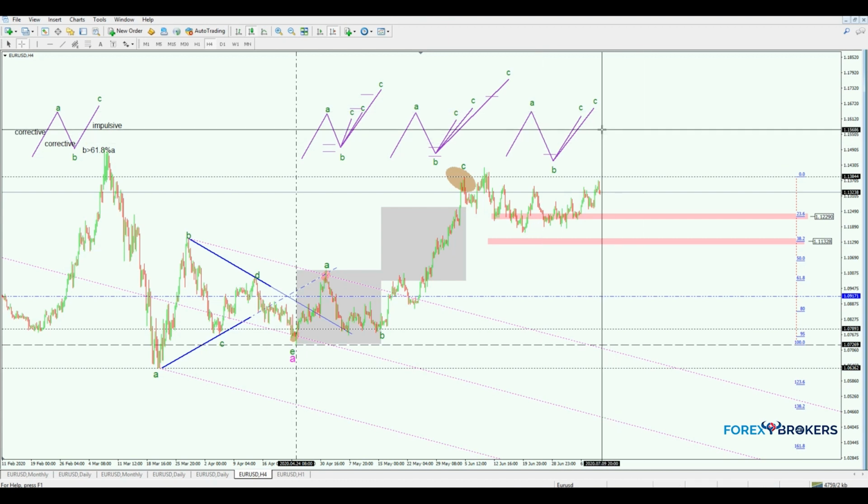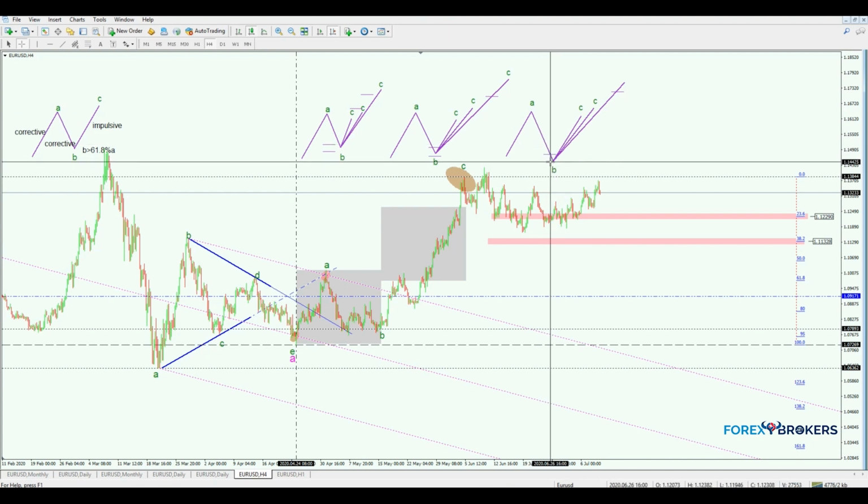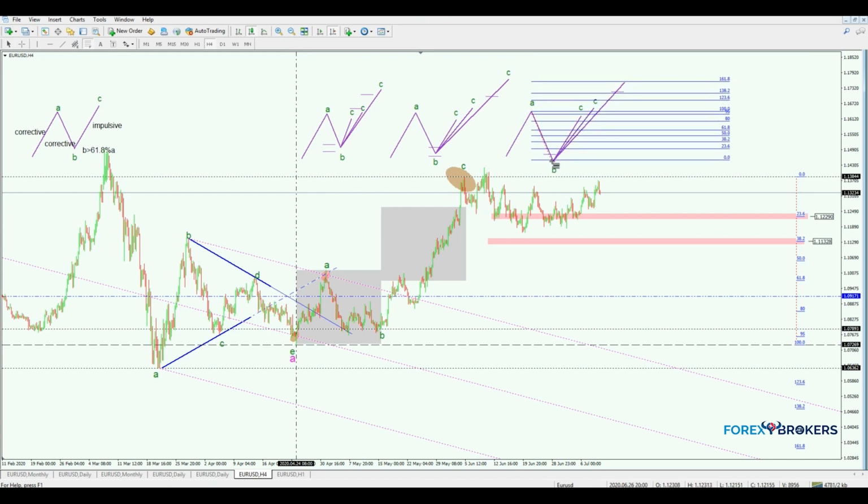The third possibility here is a C wave that exceeds 161.8 when compared with the length of the B wave, attention, not wave A. So all you have to do is measure the length of the B wave, find out 161.8 of it. Let's do this. Find out 161.8 like this, and this is 100. So the C wave here must exceed 161.8 in order for it to be called an elongated flat.